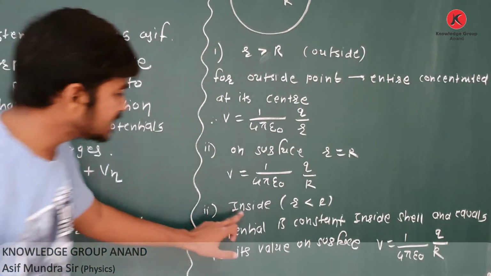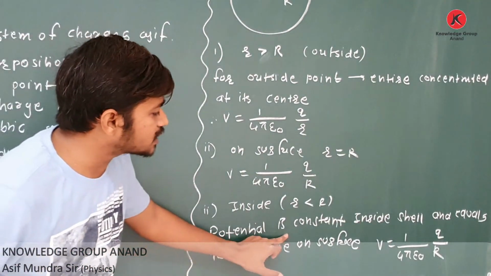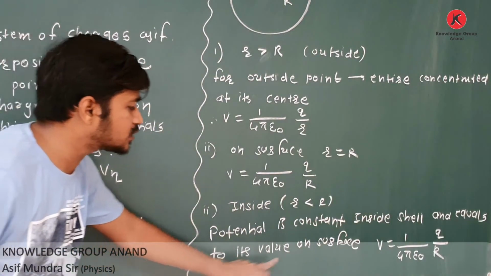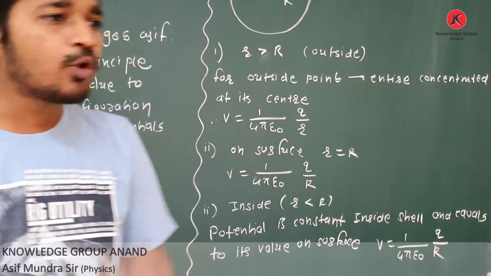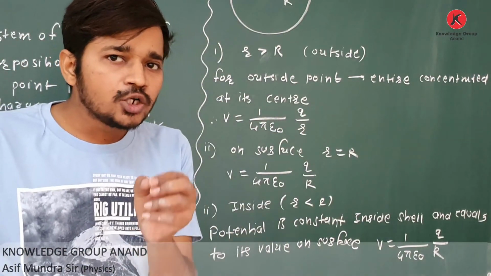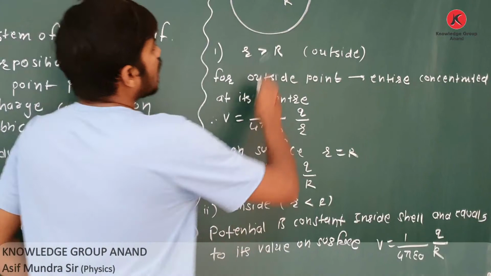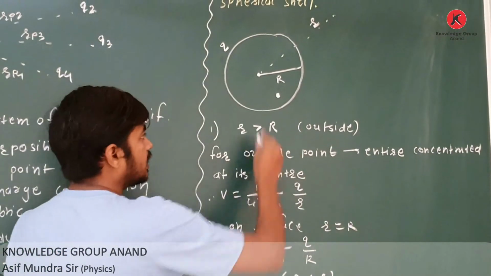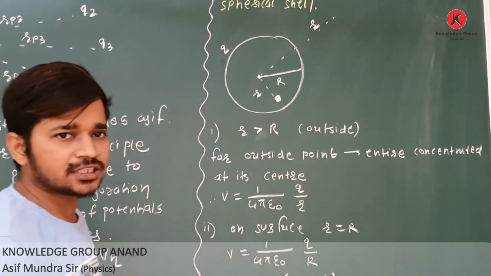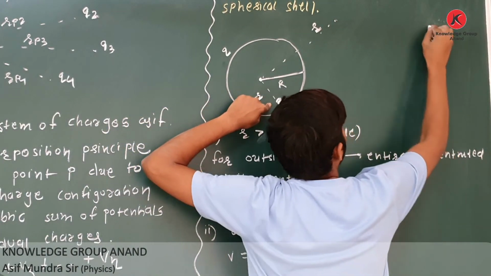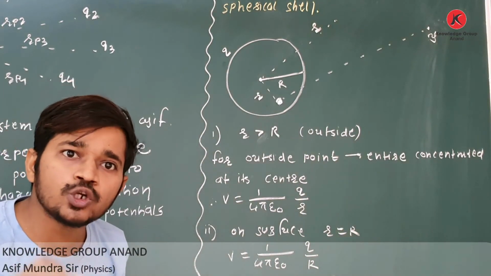Now, inside means r less than R. Potential is constant inside the shell and equals its value on the surface. That is V is equal to 1 upon 4 pi epsilon 0 q upon R. How? See, potential means the work required to bring a unit positive charge from infinite distance to a given point. If I am taking one point inside, suppose it is at a distance r. If I want to find potential at this point, I have to bring a unit charge from infinite distance to this point. Potential is nothing but total work.